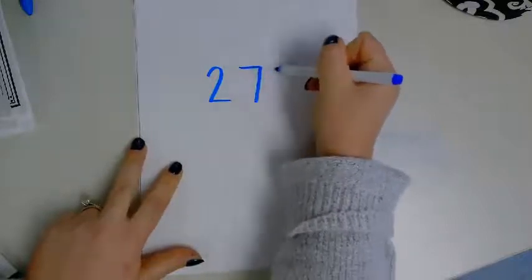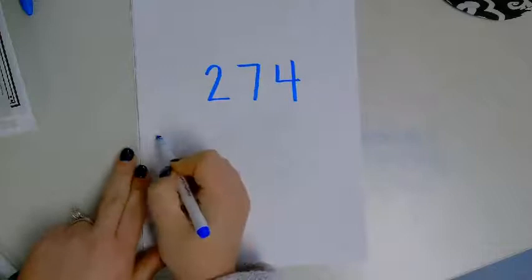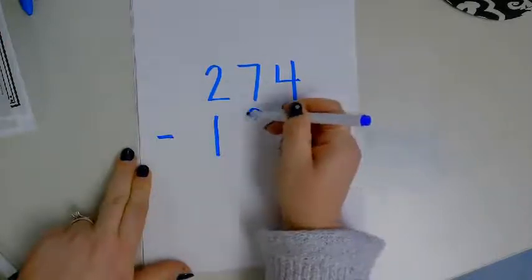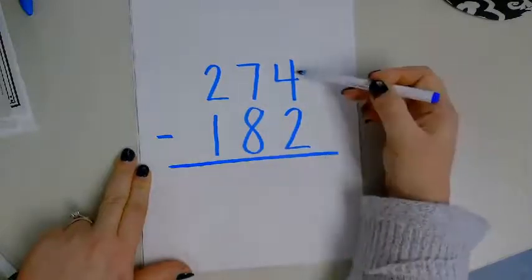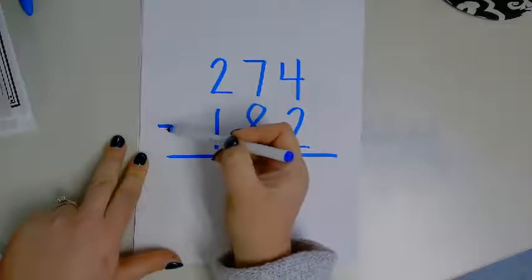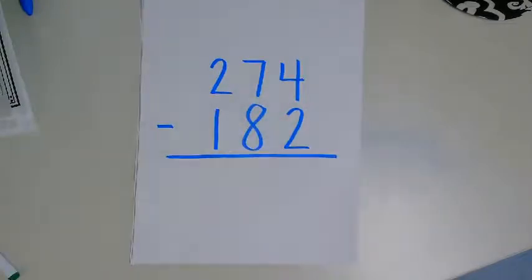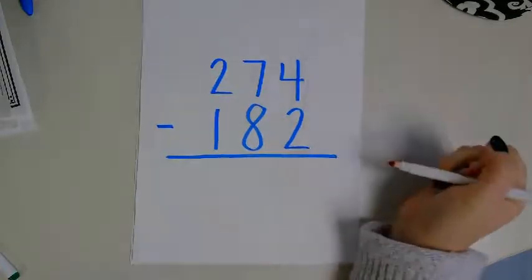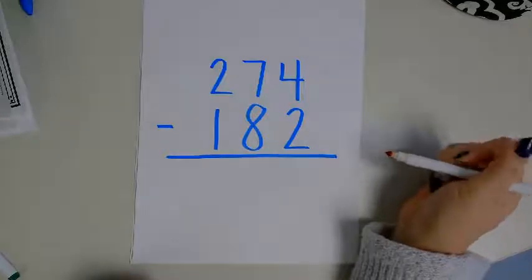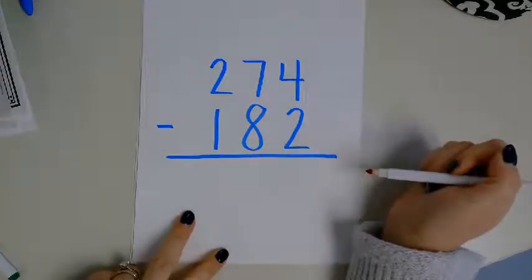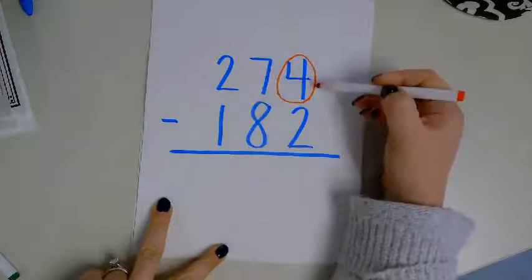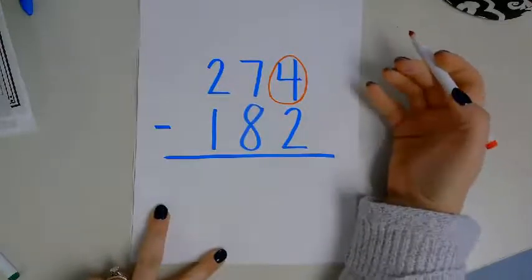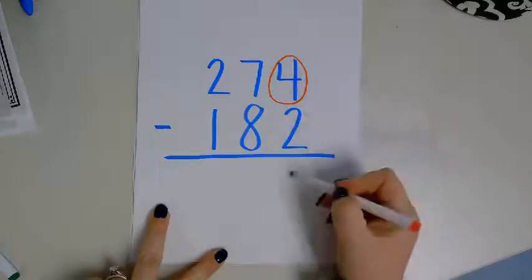274 minus 182. Make sure you have the 2 numbers. Make sure you have your subtraction bar. Make sure you have your equals line. Okay, we're going to start in the ones place. Circle the bigger digit. Which is bigger, 4 or 2? Good, it's 4. There's more on top, so we're ready to rock. That means 4 minus 2 is 2.